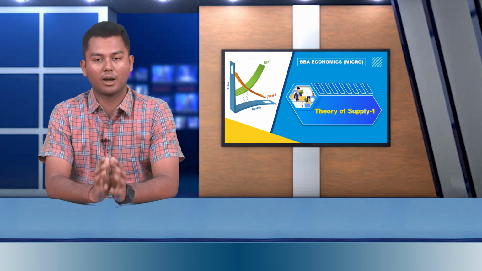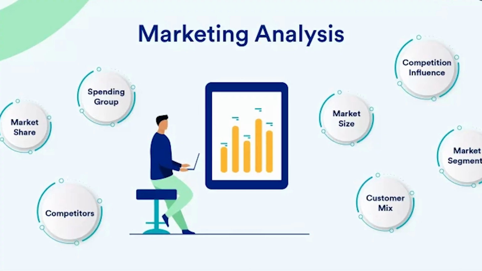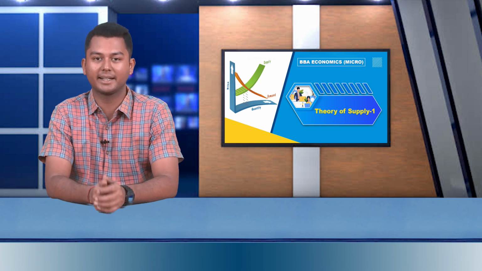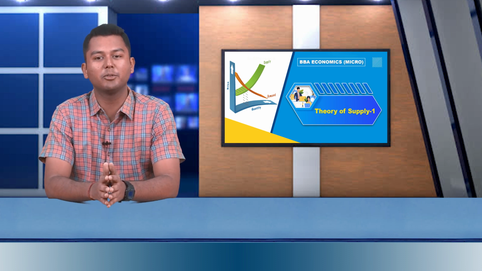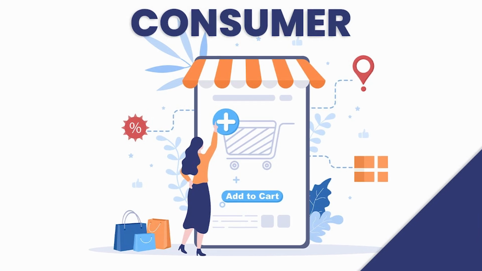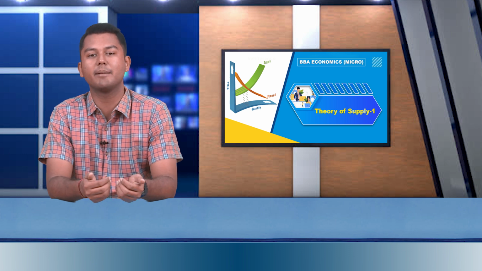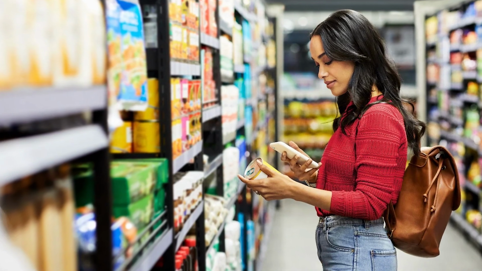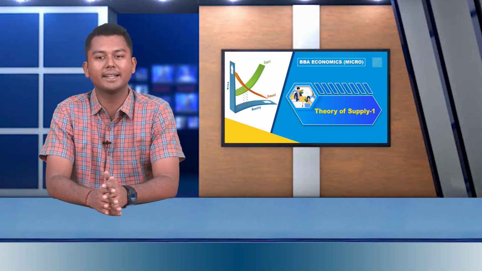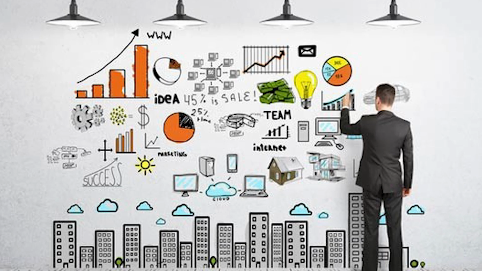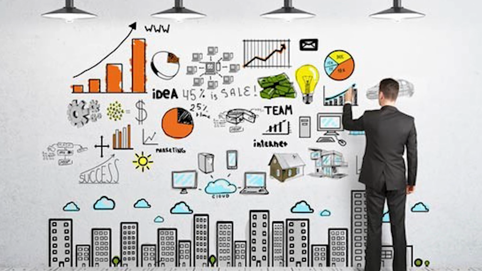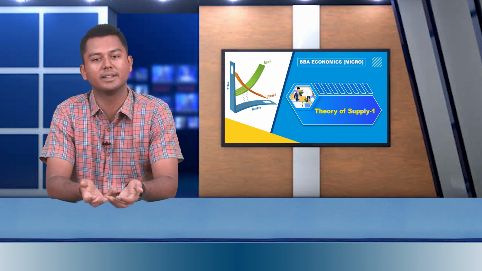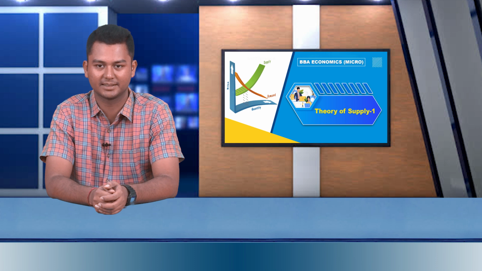Supply is the counterpart of demand in market analysis and represents the producer's side of the market equation. While demand focuses on what consumers want to buy, supply examines what producers are willing and able to offer for sale in the market. The study of supply theory helps us understand how businesses make production decisions, how markets determine prices and how various factors influence the availability of goods and services.